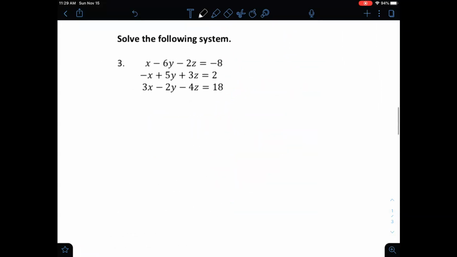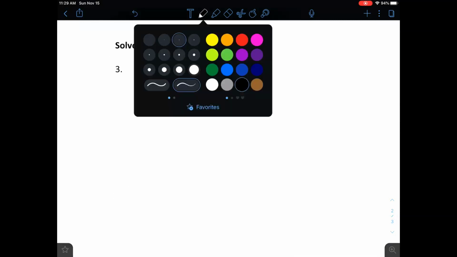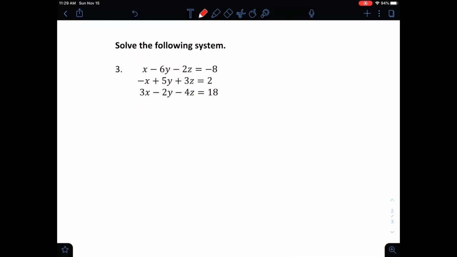All right, number 3, solve the following system. We have x minus 6y minus 2z equals negative 8, negative x plus 5y plus 3z equals 2, 3x minus 2y minus 4z equals 18. So for this one, do you think we should cancel the x's, the y's, or the z's? Well, let's look at this. The x's, we have x and negative x, which are going to cancel nicely already. So I'm probably going to use x's for this.